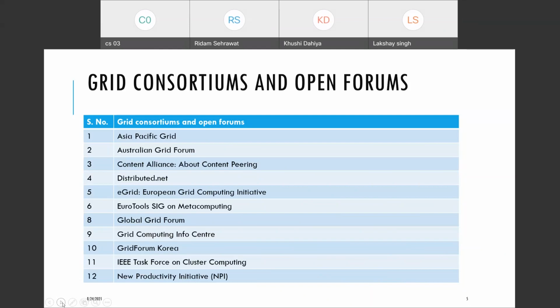These are some consortiums or forums like Asia Pacific Grid, Australian Grid Forum, Distributed.net, eGrid. Then you have the Global Grid Forum. So these are some. Fine. This is just for your knowledge, and it is out of your syllabus. You can just read it for name knowledge. You can just go through the names of each and every forum.